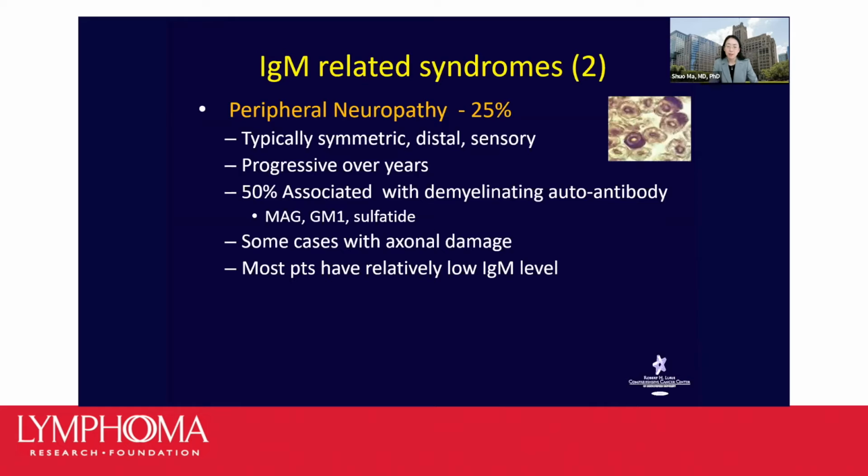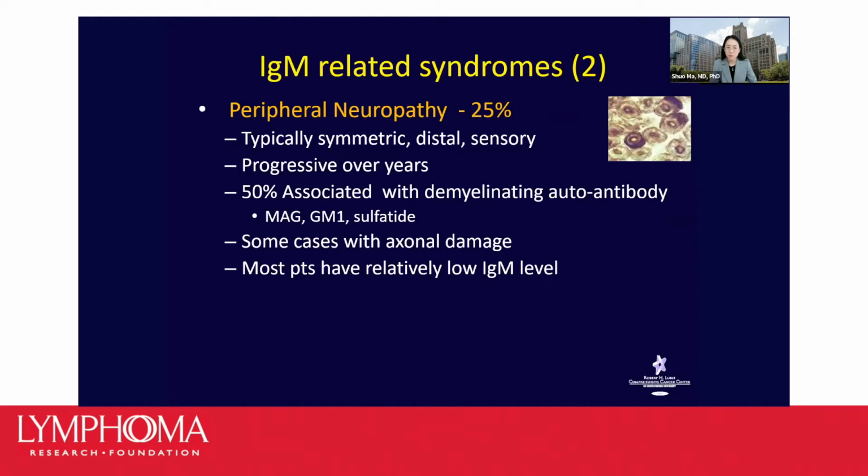The other IgM-related syndromes are mostly related to the IgM protein acting as an autoimmune antibody, reacting with various proteins in the body. One is called peripheral neuropathy. When the IgM protein interacts with a nerve sheath protein called myelin-associated glycoprotein or some other components of the nerve sheaths, that can cause small nerve damage and result in symptoms such as numbness and tingling, typically starting from the fingers and toes, and typically symmetrical.